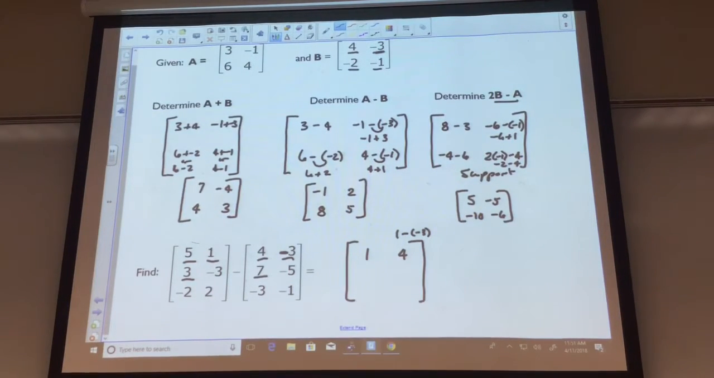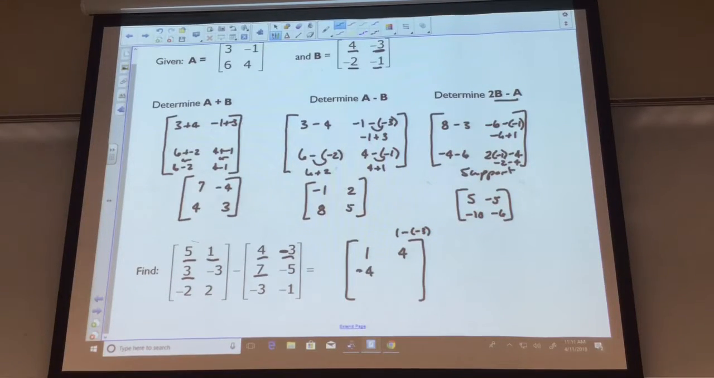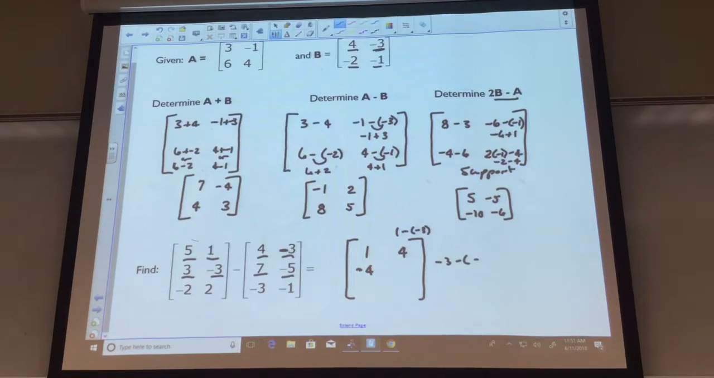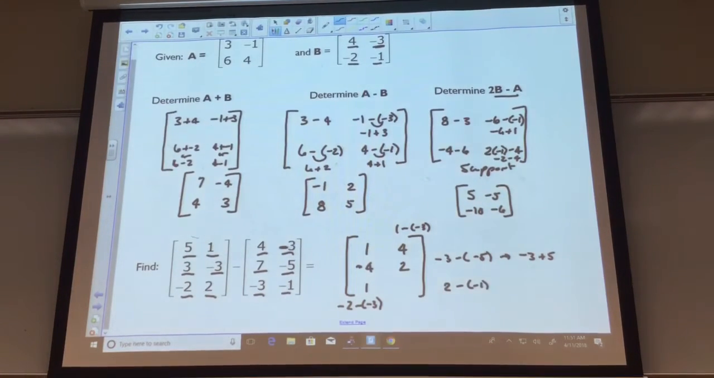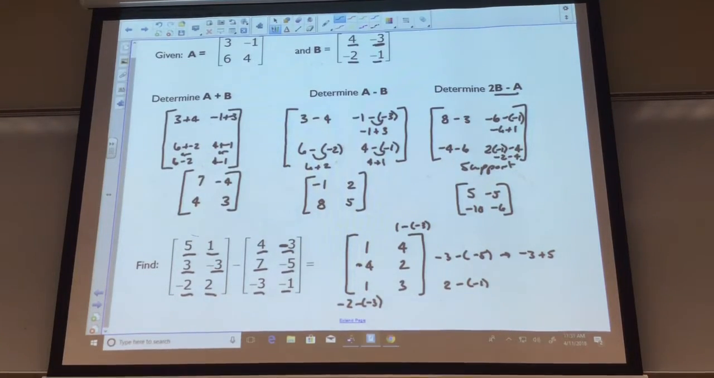3 minus 7. Very good. Negative 4. Negative 3 minus a negative 5. Ooh, that's really the same thing as negative 3 plus 5. So, 2. Negative 2 minus a negative 3, really negative 2 plus 3. 1. 2 minus a negative 1, really 2 plus 1, and it should be a value of 3.